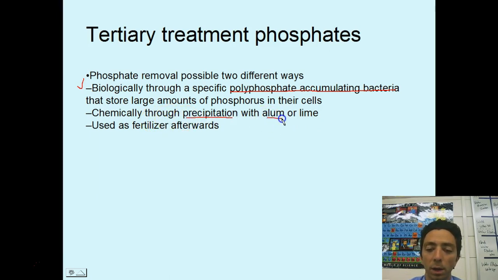The other way we can get rid of the phosphorus from the water is through chemical precipitation with either alum or lime. This is kind of costly because you have to buy these chemicals, whereas the bacteria, once you have a growth or population of bacteria, you can maintain it by continuing to feed them phosphates. These chemicals you can't continue to reuse, and so you have to continue to purchase them and store them and that kind of stuff.